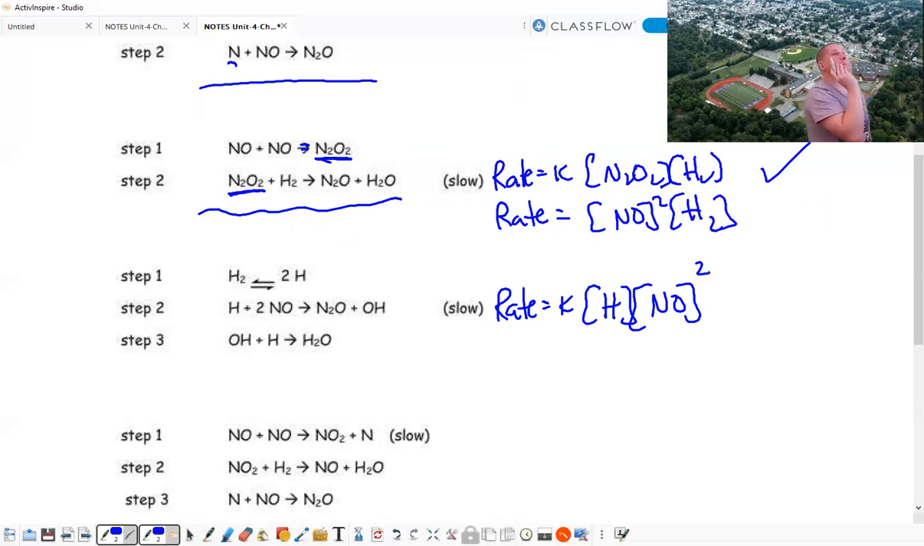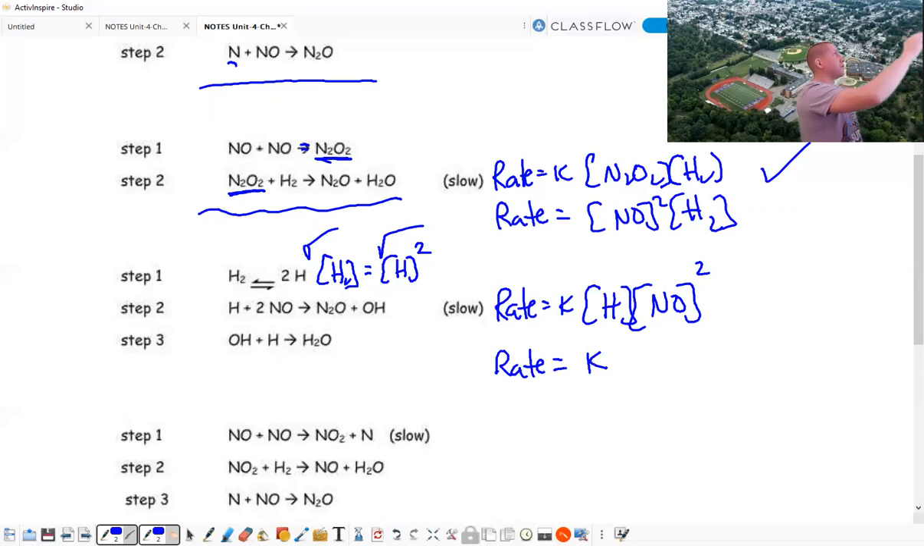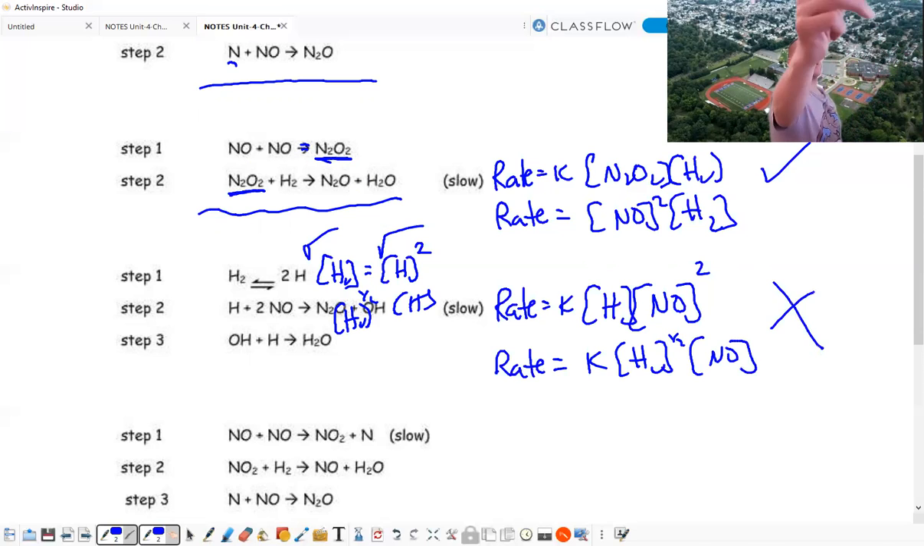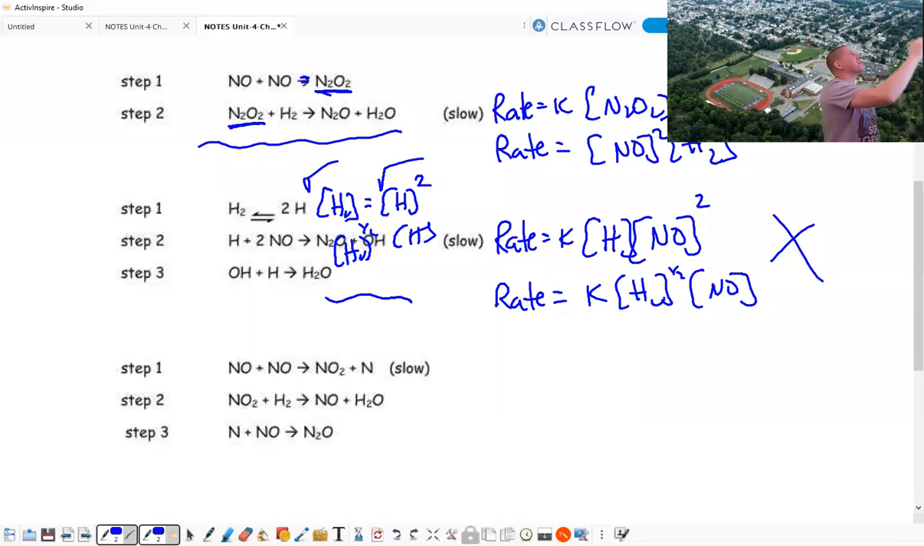All right. Again, an intermediate. What is H equal to? Well, H squared equals H2. I need to know what H is equal to, though. So I got to take the square root of both sides. So I end up with the rate is equal to K times, that would be H now, and it would be the square root of H2, which is the same as H2 to the half power times NO. So that one's no good. It doesn't give us the right rate overall. I didn't check the overall rate.